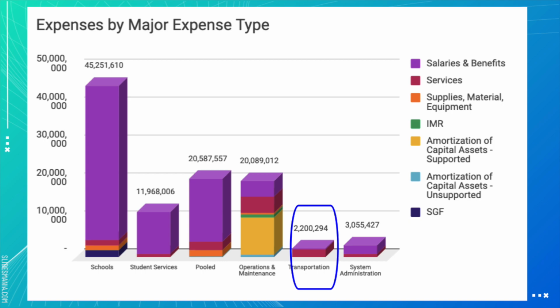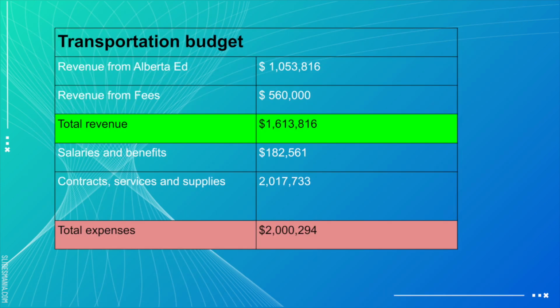Again, special ed, they don't get funding to cover the buses of that. And those buses are actually a lot more expensive because fewer students are riding on those buses. Anyway, the transportation budget, as you can see, the total revenue when we charge fees, which is $41 a month per student, our total revenue is 1.6. That includes the grant we get from Alberta Ed, which is $1 million. But our salary benefits and our contracted services are over that amount of revenue. So we're always in a deficit. We're over by about $400,000.